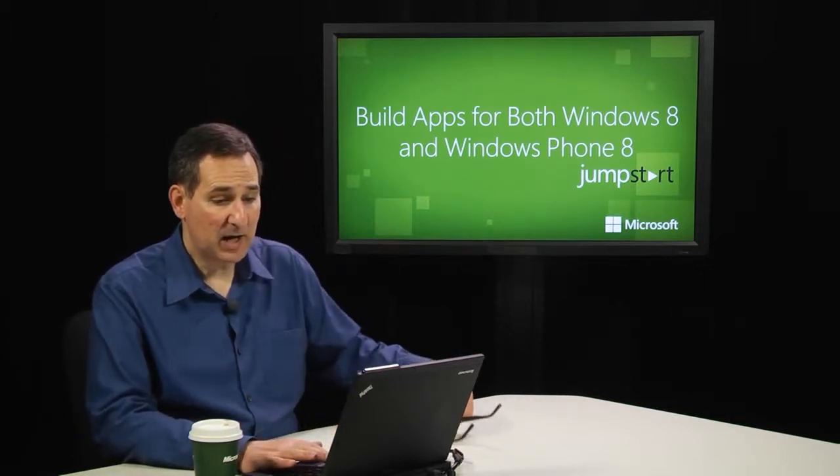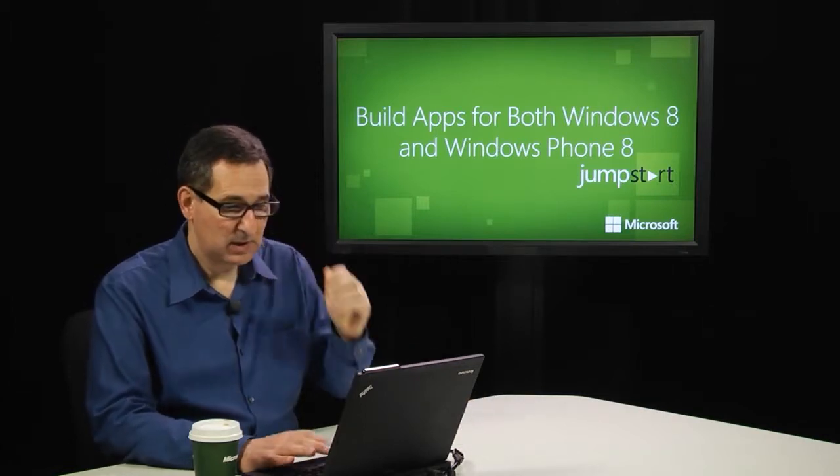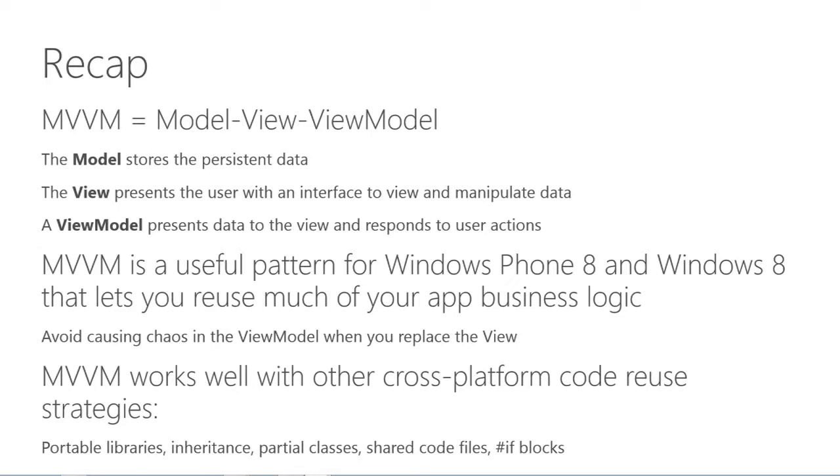So quickly to recap, the MVVM model, as the name implies, is model, view, view model. The model stores the persistent data. The view gives you your view and allows the end user to manipulate that data. And the view model presents the data to the view and responds to user actions. MVVM is super useful in Windows Phone and Windows 8, and before that in Silverlight and WPF. It's been around for quite some time. It makes it easier to build view models that are a little bit more structured, more maintainable, more modular, and it works across platforms.